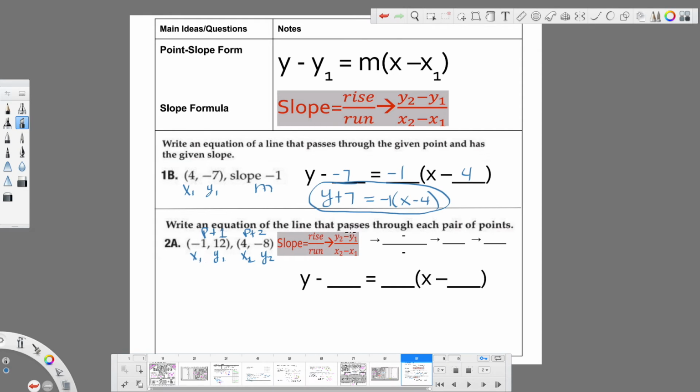So we have y2, so that's -8, minus y1, so that's 12, x2 on the bottom, whoop, didn't mean to mark my board here, x2, so that's 4, minus x1, which is -1. So we end up with -8 minus 12, so it gives us -20, because I add these together and keep the negative sign. Remember, this becomes positive minus negative, that's a double negative. So this becomes 5, -20 divided by 5 is 4.